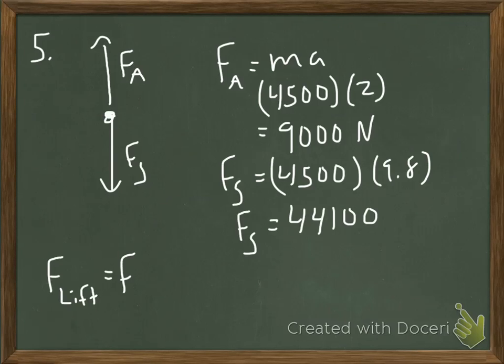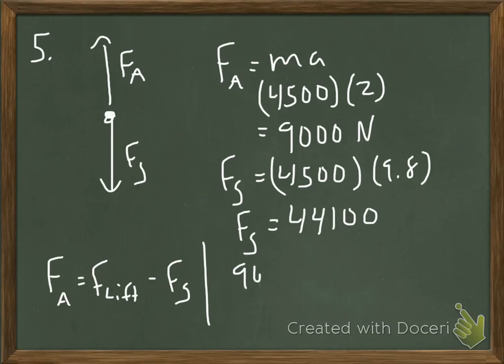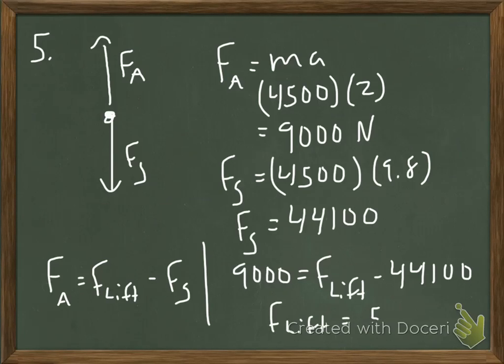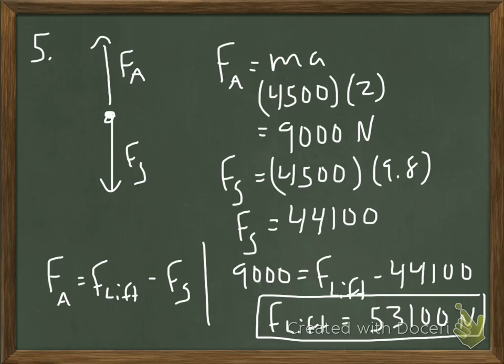In order to find my force of lift in the up direction, I need to write out my equation here for the net force. The net force is going to equal the force of lift minus the force of gravity, because the force of lift is going up and gravity is going down. So here I have written in the numbers here. We can rearrange, solve for the force of lift, which is written there.